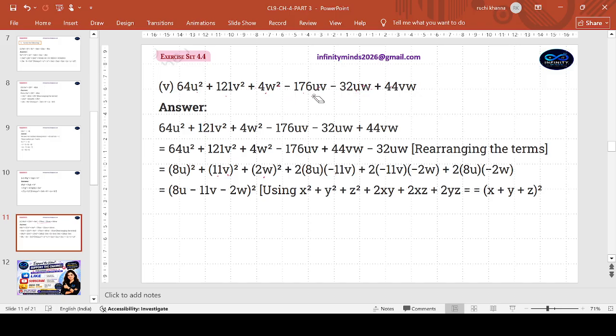Just a second. UV and UW, minus 176 UV. Let's just see. Okay, 32 is 2 into minus 11 into minus 2W, plus twice of 8U into minus 2W. VW is positive. The product of V and W is positive. U and W is negative.